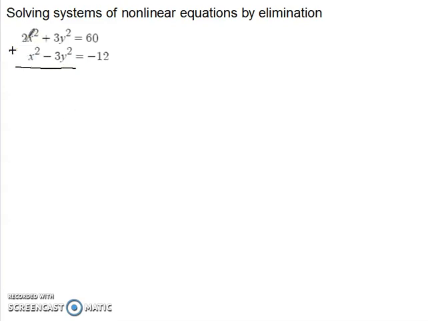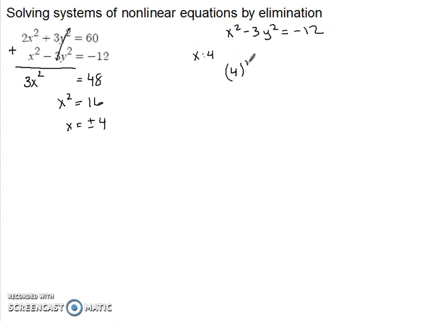So if I add these together, 2x squared plus x squared is 3x squared. 3y squared and negative 3y squared are inverses, leaving me with 3x squared equals 48. So x squared is 16, which means that x is either a positive or a negative 4. Now I need to find my y value, so I'll go ahead and plug these back in. I will plug them into what I think is the more simple of the two equations, and that would be the second. So the first that I'm going to plug in is an x value of positive 4.